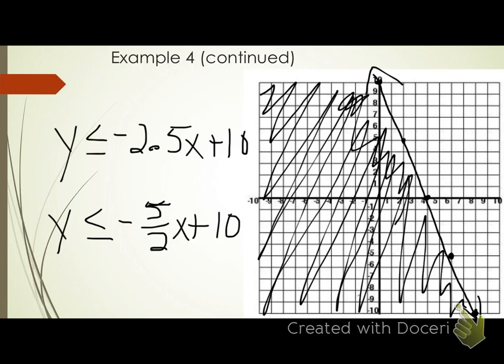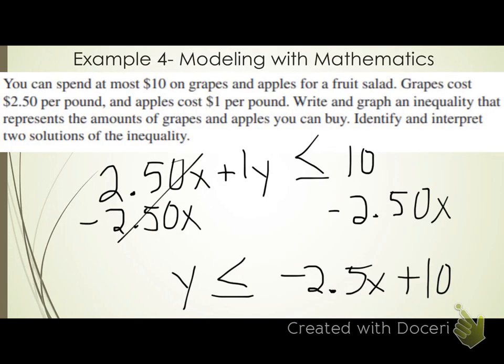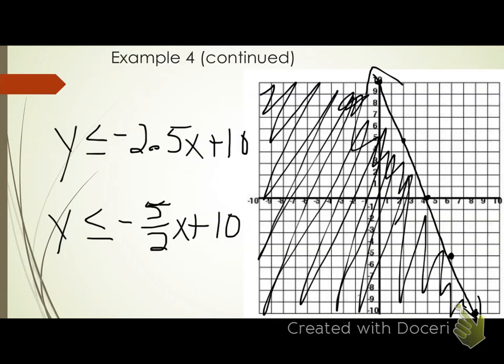The next thing it asks me to do is identify and interpret two solutions of the inequality. So someone raise your hand and give me one solution. I've got a lot of solutions, but give me one of them. 2, 3. Is 2, 3 in my shaded area? Yes, it is. So it is a solution. That means I can buy 2 pounds of grapes, 3 pounds of apples, and that would be either less than 10 or equal to 10. Everyone got that?